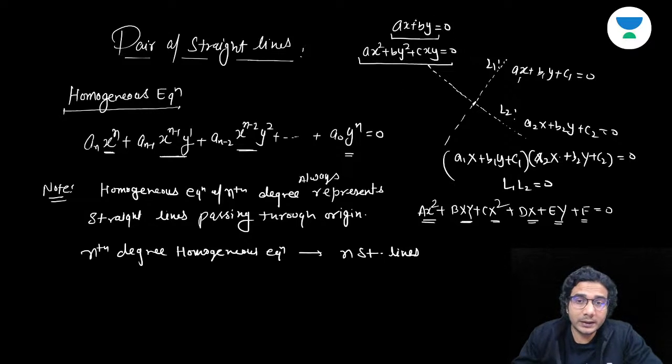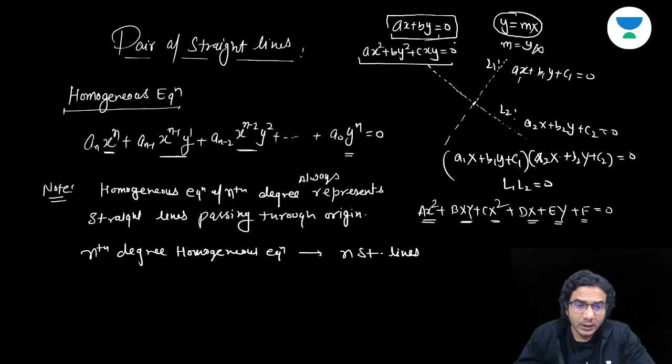If you have 1 degree, like this you can see this is 1 degree homogeneous equation. So this is a line passing through origin. Line passing through origin is of this type: y is equal to mx. All right. Or in fact you can write slope is equal to y upon x. So line which passes through origin is of this type, y is equal to mx. So nth degree homogeneous equation always represents n straight lines passing through origin.